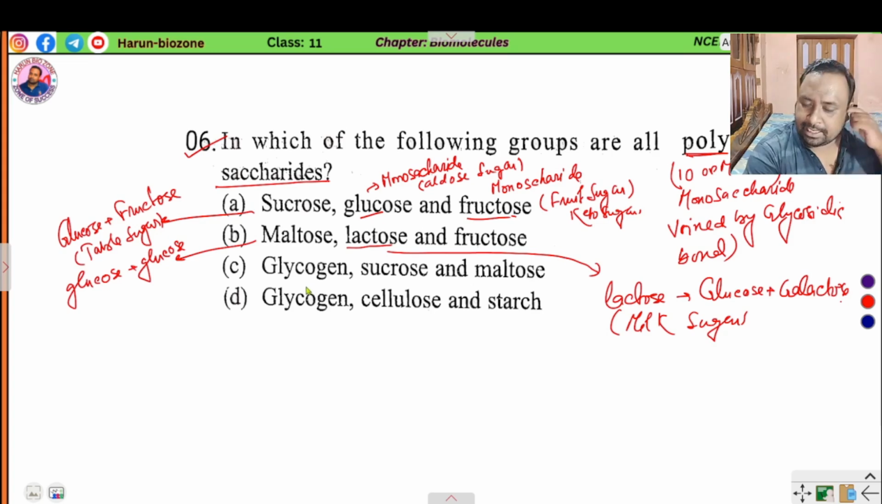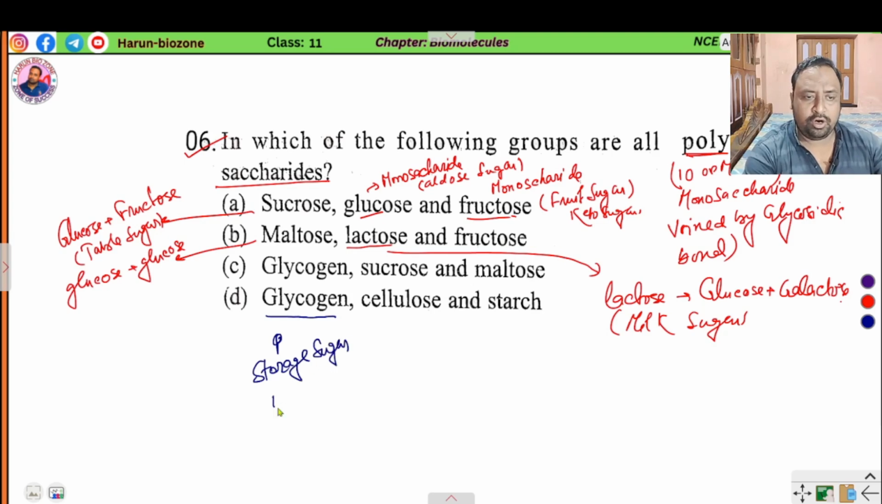Glycogen is a polysaccharide that is the storage product of animals, fungi and some bacteria. Sucrose is a disaccharide, glucose plus fructose, and maltose is glucose and glucose. So sucrose and maltose are disaccharides, but in option D, glycogen is a polysaccharide, the storage sugar of animals, fungi and some bacteria.